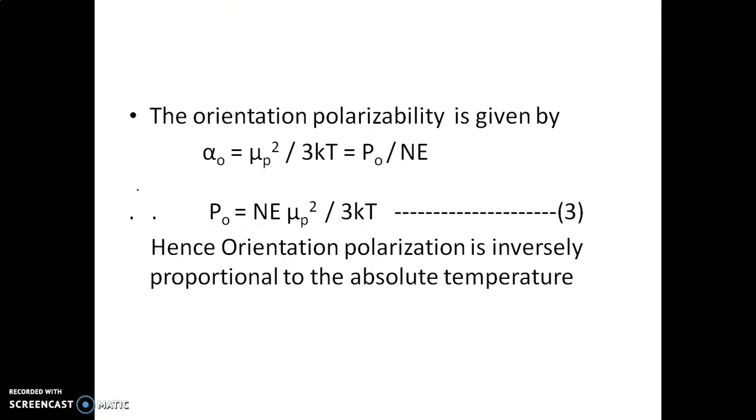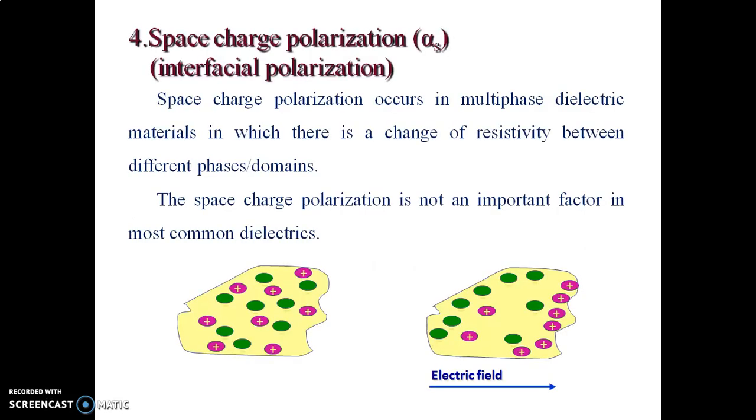So this is equation 3, contributed by the orientation mechanism. The last one is space charge polarization. This is also called interfacial polarization. Space charge polarization occurs in multiphase dielectric materials. So what do you mean by multiphase dielectric materials? Normally the material consists of certain domains or phases in which there is a change of resistivity. So resistivity is not uniform throughout the material. At certain domains resistivity varies.